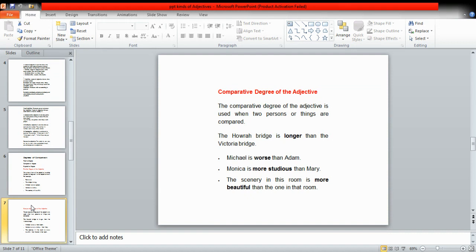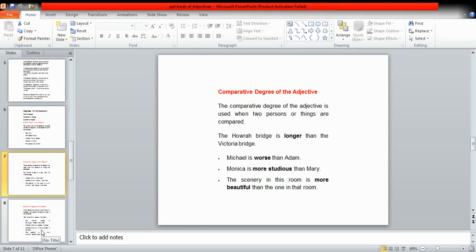So we have two categories. Sometimes we have regular comparative degree of adjective, like long, longer, longest, short, shorter, shortest. They are called regular comparative degree of adjectives. But when we have bad, worse, worst, good, better, best, they are called irregular degree of adjectives. They are called irregular comparative degree of adjectives. This is the main difference between them.